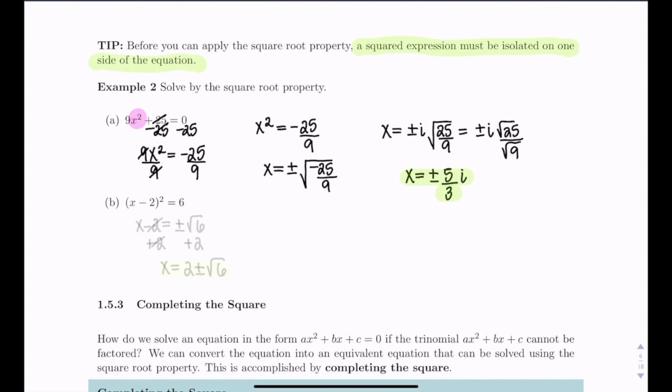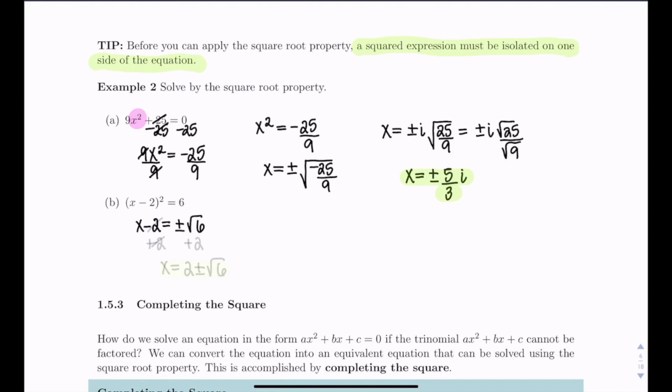Now you guys try for example 2b. Alright, so we have x minus 2 squared is equal to 6. So x minus 2 is our squared expression, and it's already isolated by itself, so we can go ahead and take the square root of both sides. So we have x minus 2 is equal to plus or minus the square root of 6.